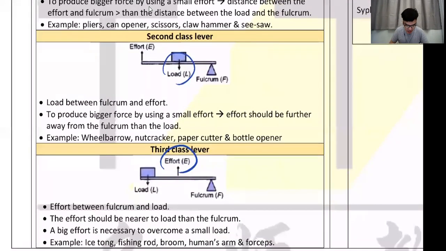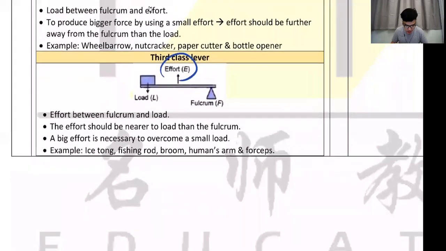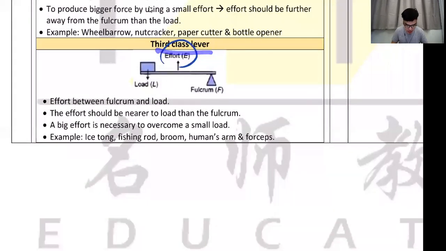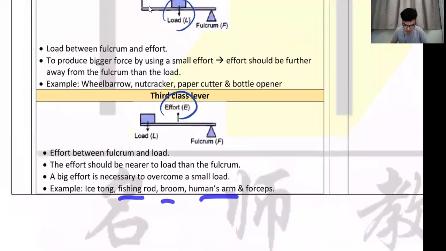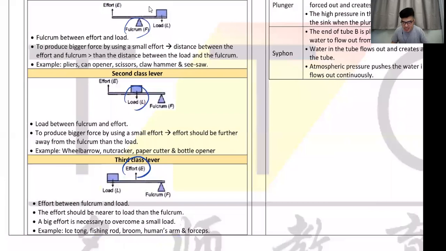All right, second class is your wheelbarrow, the thing you use to carry your sand, your nutcracker, paper cutter, and bottle opener. And of course, your third class lever is your ice tong, the thing you use to clip your ice, fishing rod, broom, human's arm, and faucet. Need to know the examples. So which is the most effort saving one? Which is the easiest to use?